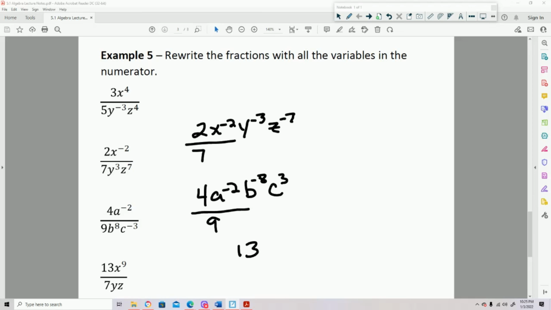Okay, here the 13x9 stays on top. The 7 stays on the bottom. I'm moving the y and the z up. They both have an exponent of 1. So when I move the y up, the exponent becomes negative 1. And when I move the z up, the exponent becomes negative 1. And I have to write that because it has a negative. When it has a positive 1, you don't really have to write the exponents. But when it has a negative on it, you have to write the exponents. That tells somebody those do not belong in the numerator. But that is how you do those. You're just simply moving these up and changing the sign of the exponent when you do.